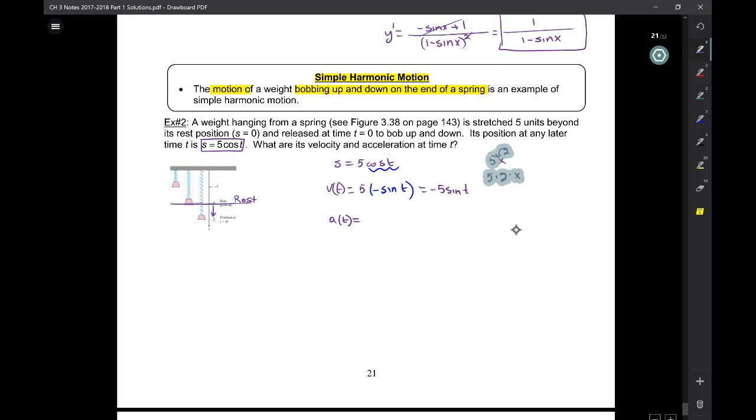And then what would the acceleration be? Do you have to switch it back to the second derivative, so that the negative sine of t would go back to cosine? Yes, it would go back to cosine. So now it's negative 5 times the derivative of the sine, which is cosine of t.